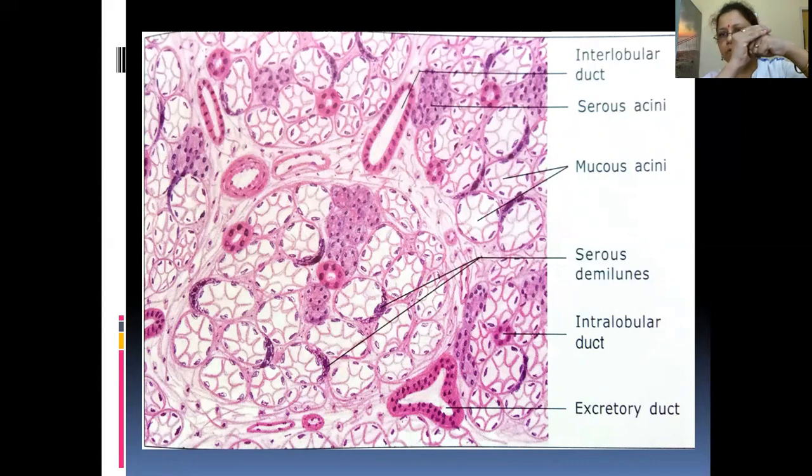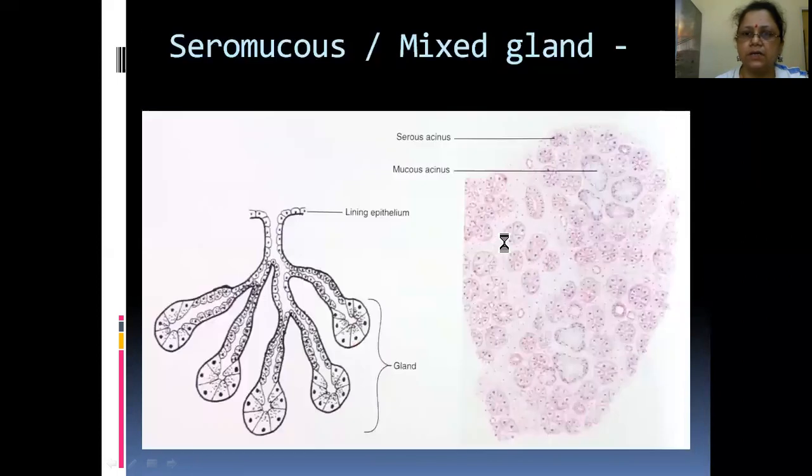Understood? Okay. Clear now? So that's why this is a mixed gland. Partly serous, partly mucous. And this is the excretory duct, because it is a huge duct, and you see the epithelium here is double layered. So stratified epithelium means it is an excretory duct, a bigger, larger duct.